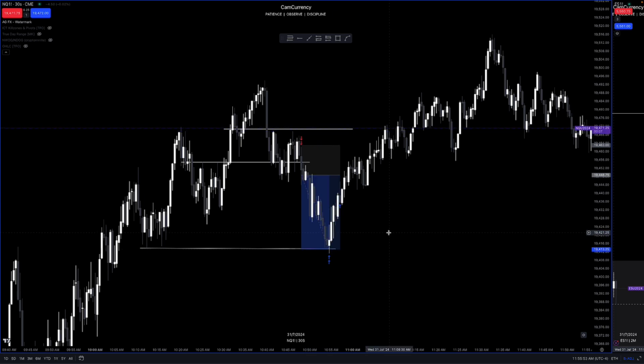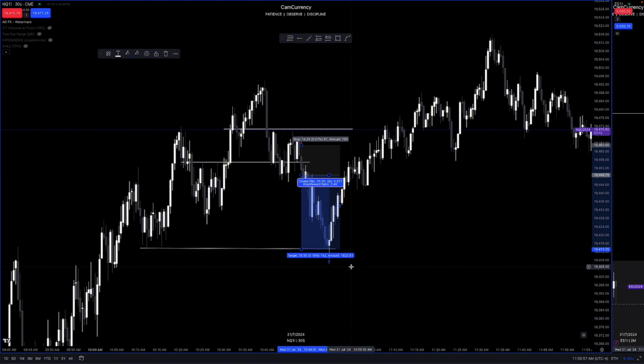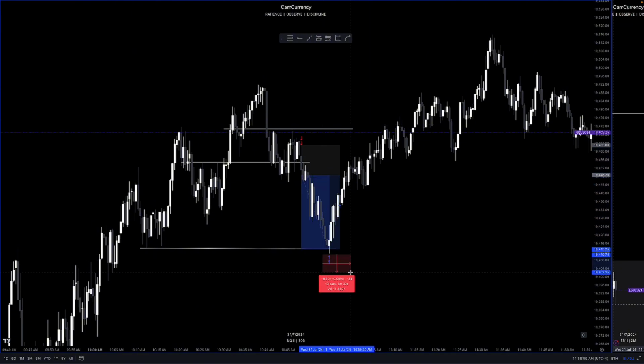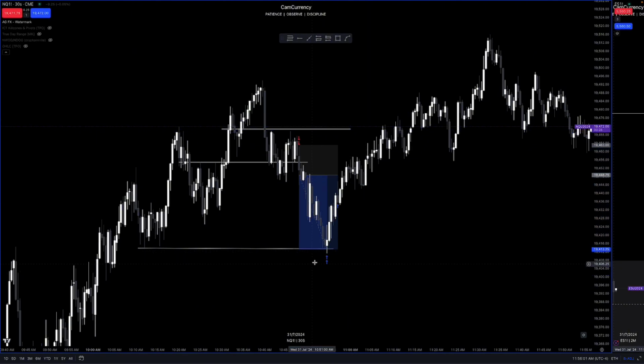What I did incorrect though, I only closed half of my position at this low. Well, initially I closed half. I was in with 6 contracts. I closed 3. I ended up closing 1 more. You can see here, I closed 1 more. So 4 out of 6 contracts were closed.